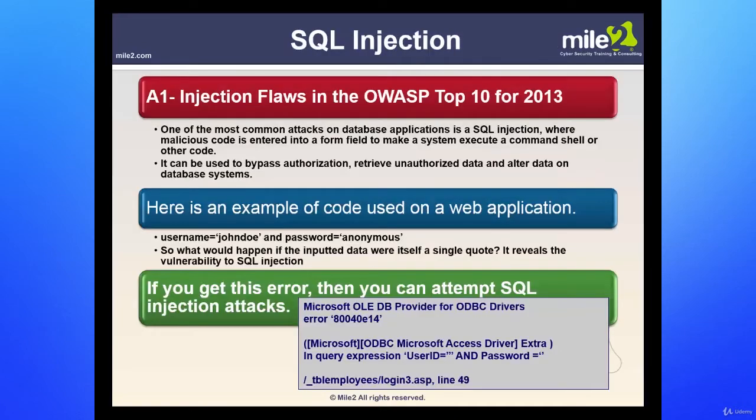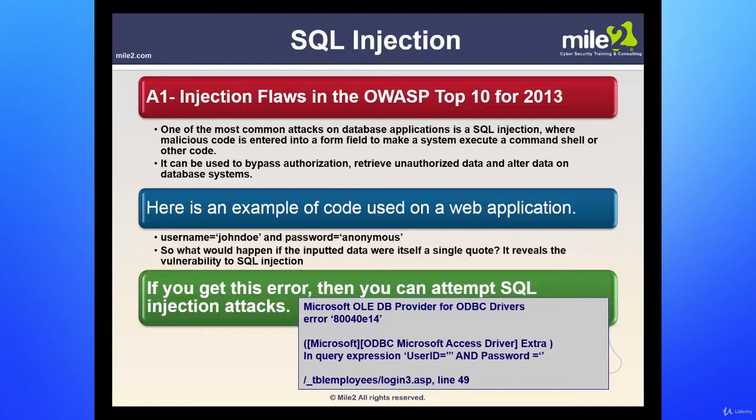Okay, so when it comes down to injection flaws, this was number 1 on the OWASP list that we already discussed. One of the most common attacks on database applications is SQL injection. This is where malicious code is entered into a field to make the system execute a command shell or other code. It can also be used to bypass authorization, retrieve unauthorized data, and alter data on the database systems themselves.